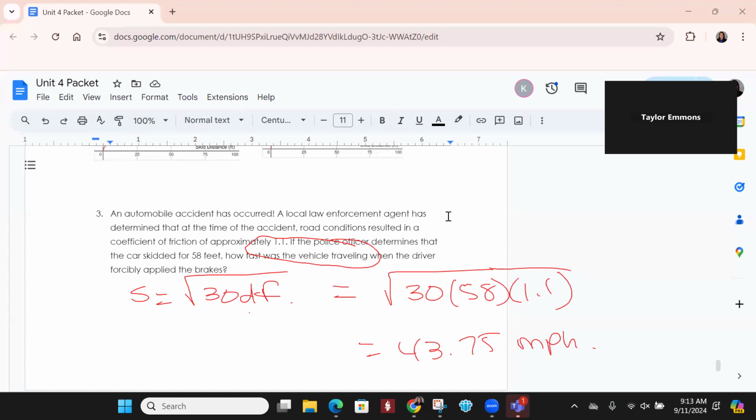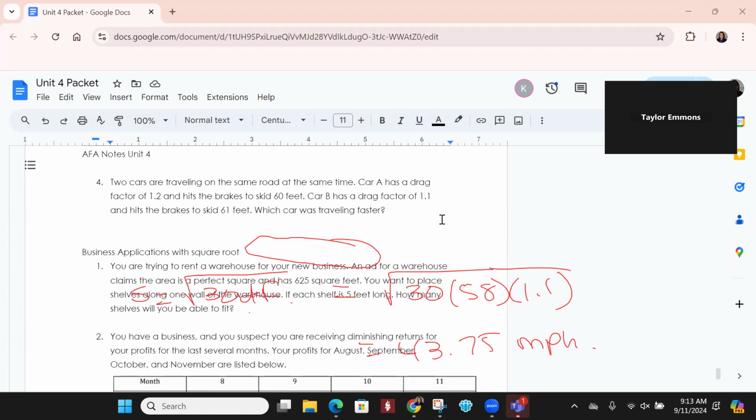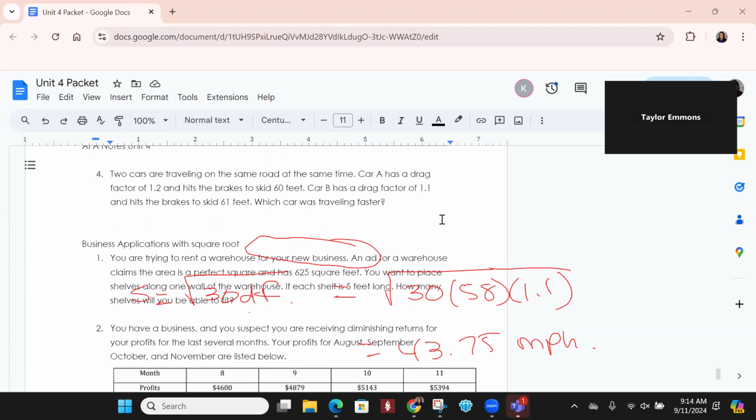Everybody good? Not too bad, right? Okay, go ahead and flip the page. All right, two cars are traveling on the same road at the same time. Car A has a drag factor of 1.2 and hits the brakes to skid 60 feet. Car B has a drag factor of 1.1, hits the brakes to skid 61 feet. Which car is traveling faster?